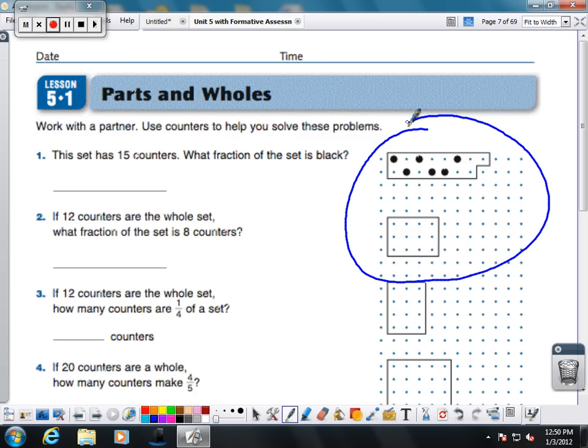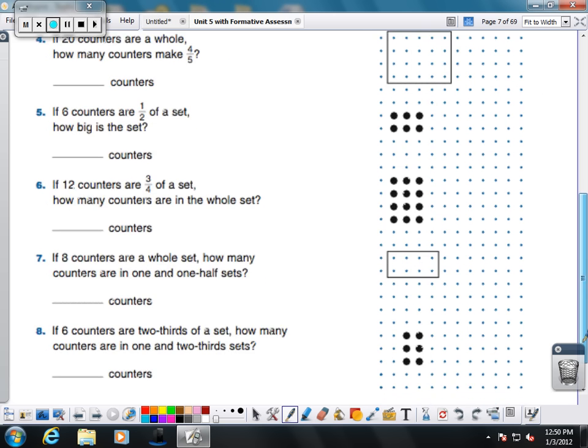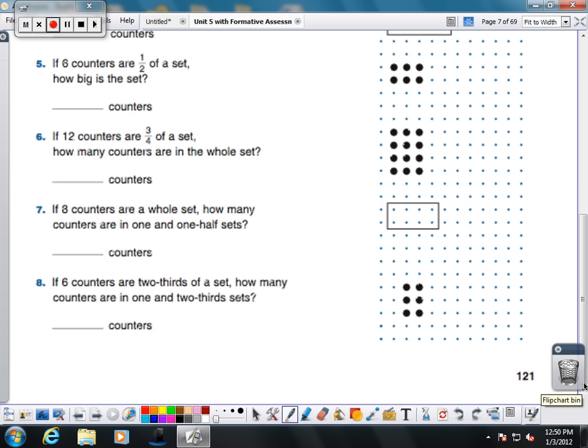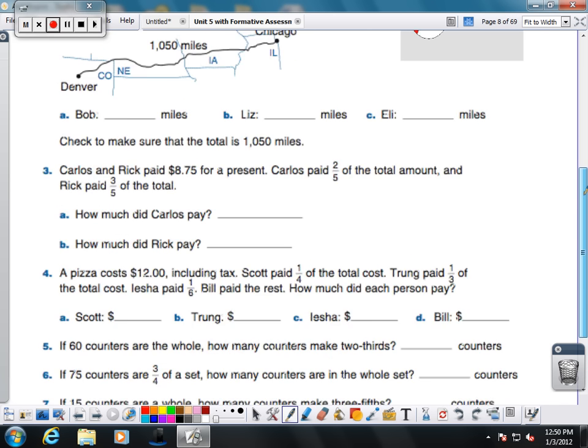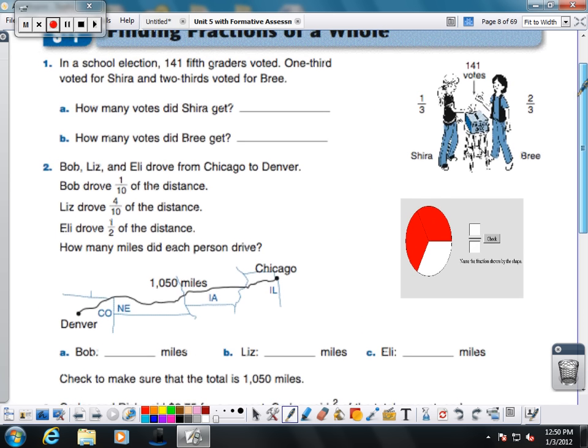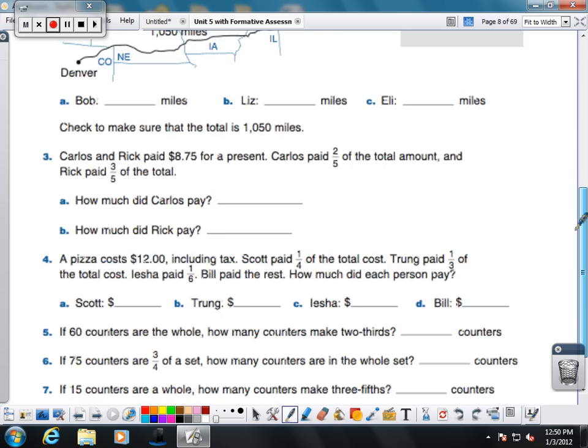The set has 15 counters. There's 1, 2, 3, 4, 5, 6, 7, 8, 9, 10, 11, 12, 13, 14, 15. What fraction of the set is black? Well, 1, 2, 3, 4, 5, 6 out of a total of 15. 6/15 of those counters. So that's kind of what we're working through tomorrow. You're going to work through 121, 122, which deals with more problems. This gets into more of the word type problems, which is kind of cool. I think you guys will be all right with these.